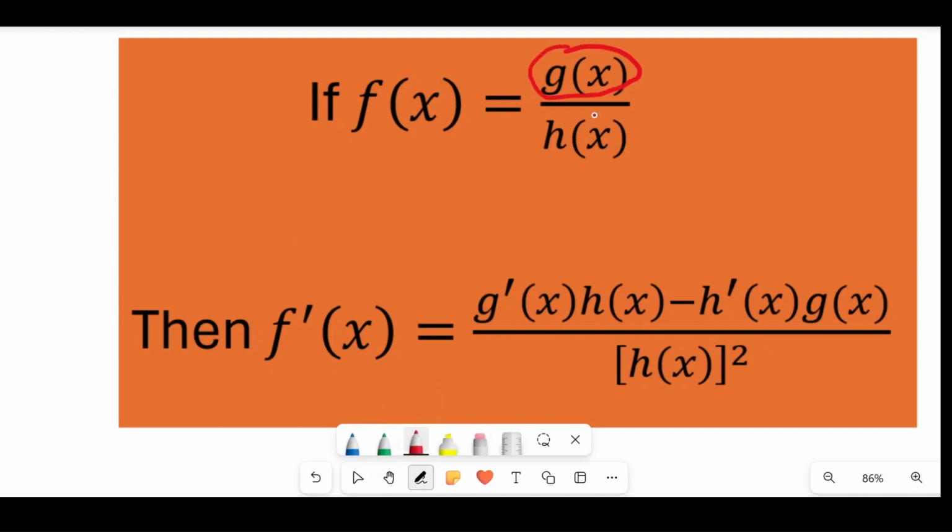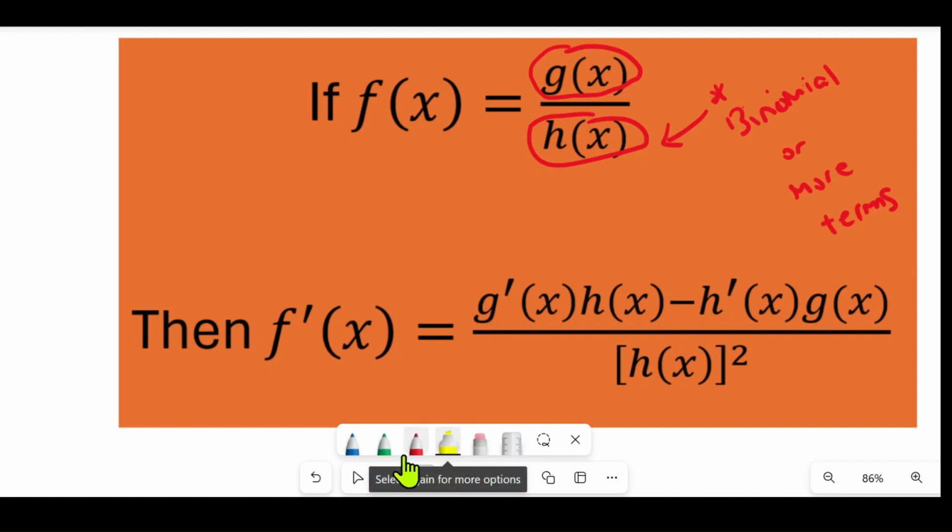the quotient, so dividing one function by another function, and again, I would add here, ideally, you only use it if the bottom is a binomial or more terms. So you tend to not use it if you don't need it, but you would need it if the denominator was a binomial or something more complicated. Then, if that's what you have, then the derivative is, so here it is right in front of you.